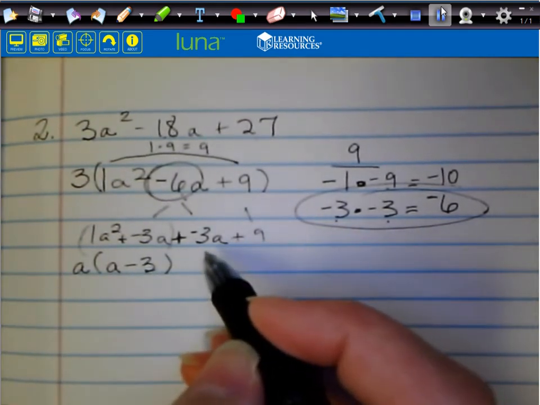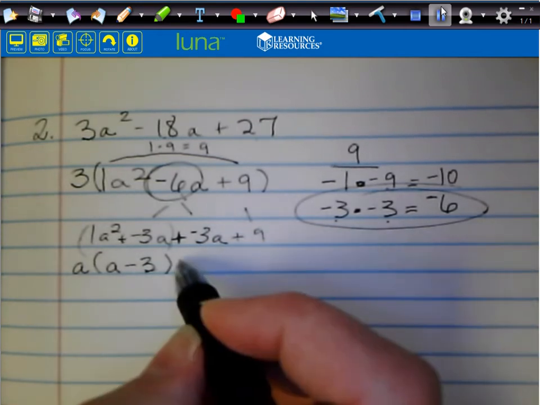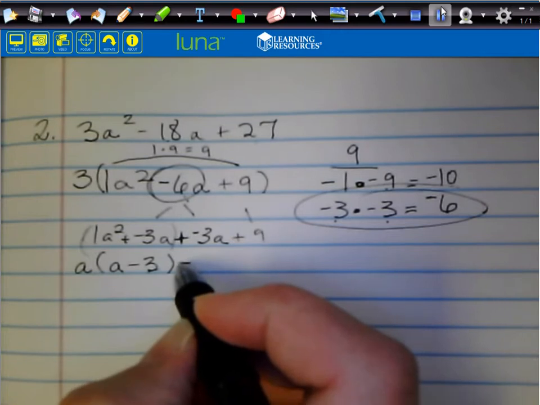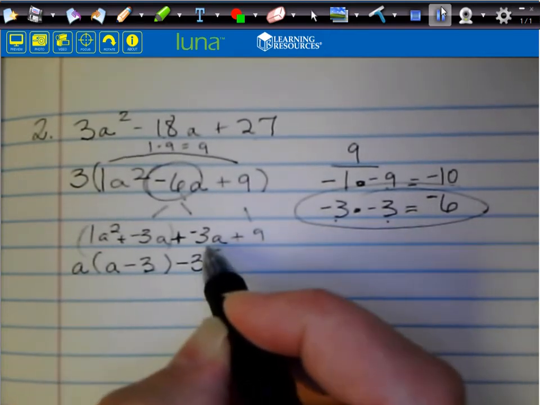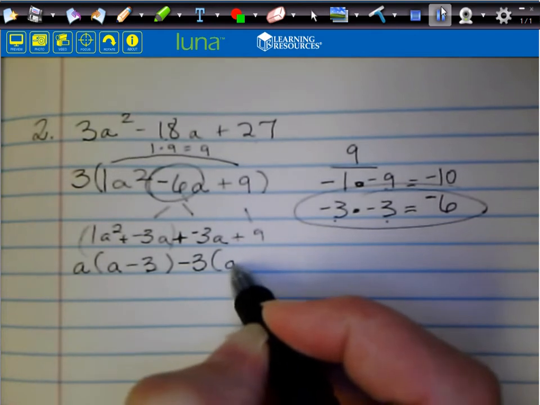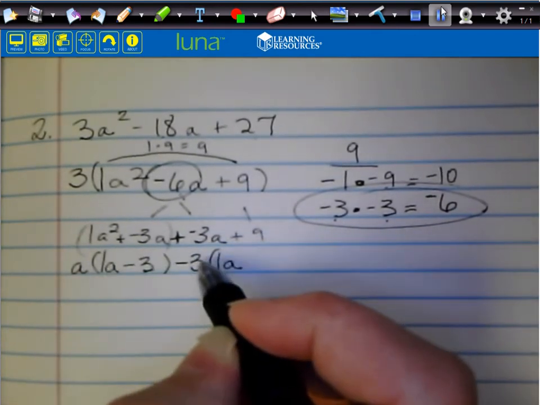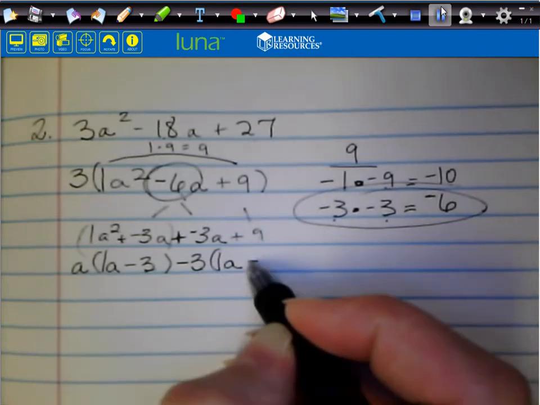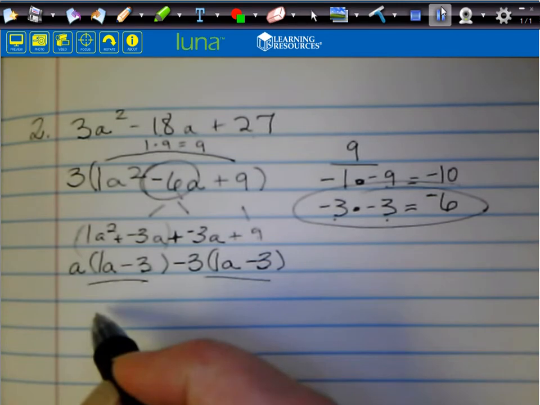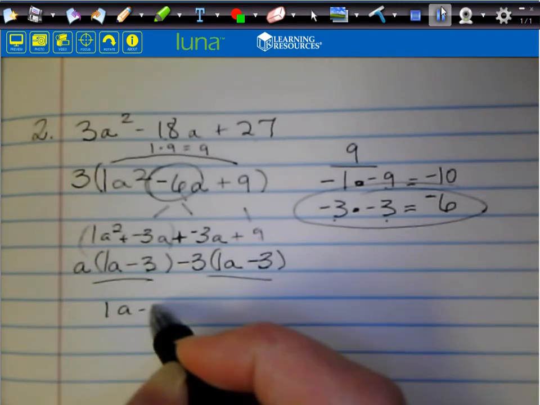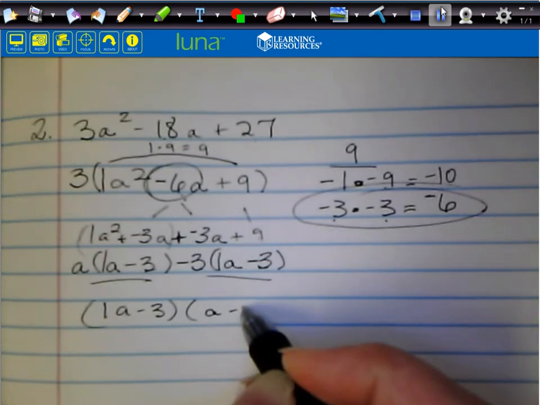Here I can factor out, saying that 3 and 9 have a common factor of 3, I can factor out another 3 here. So that's going to give me negative 3. I can't factor out an a because the 9 does not have an a. Negative 3 divided by negative 3 is going to be 1a. And then 9 divided by negative 3 is going to give me negative 3. So in my parentheses I have 1a minus 3. It's my first set of parentheses, and my second set of parentheses is just a minus 3.